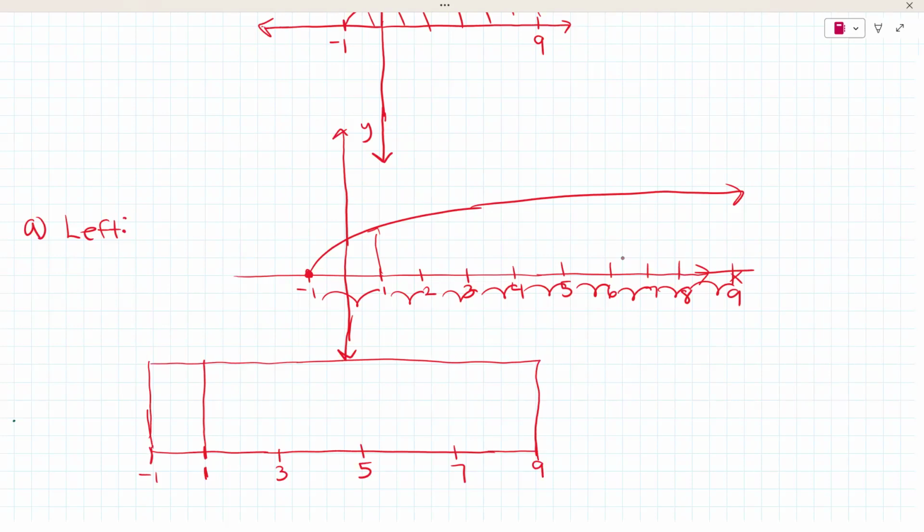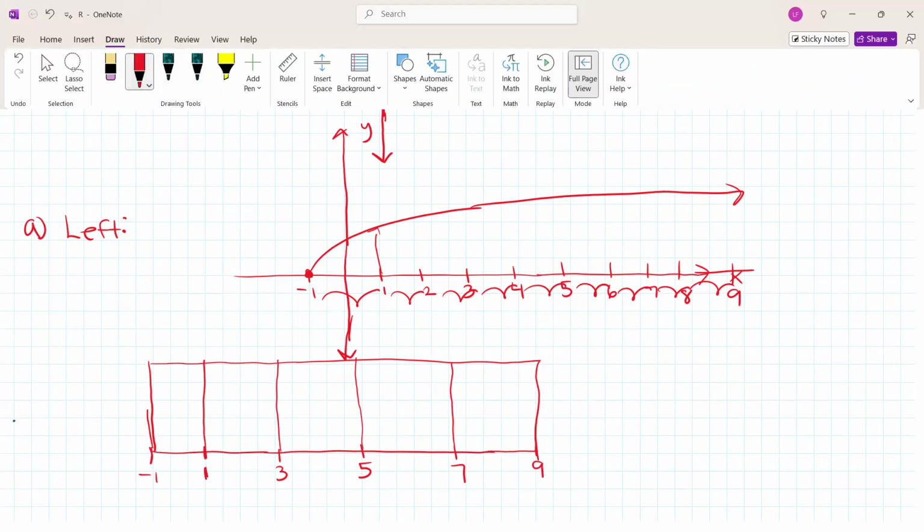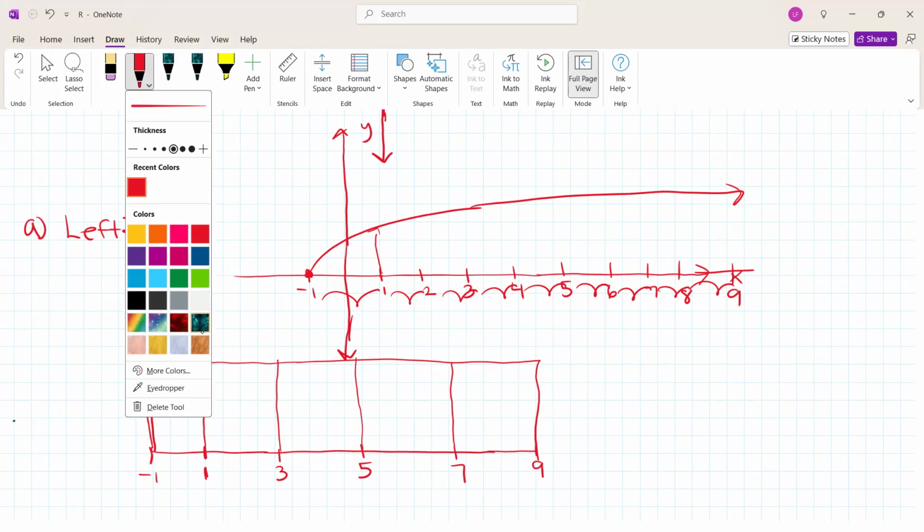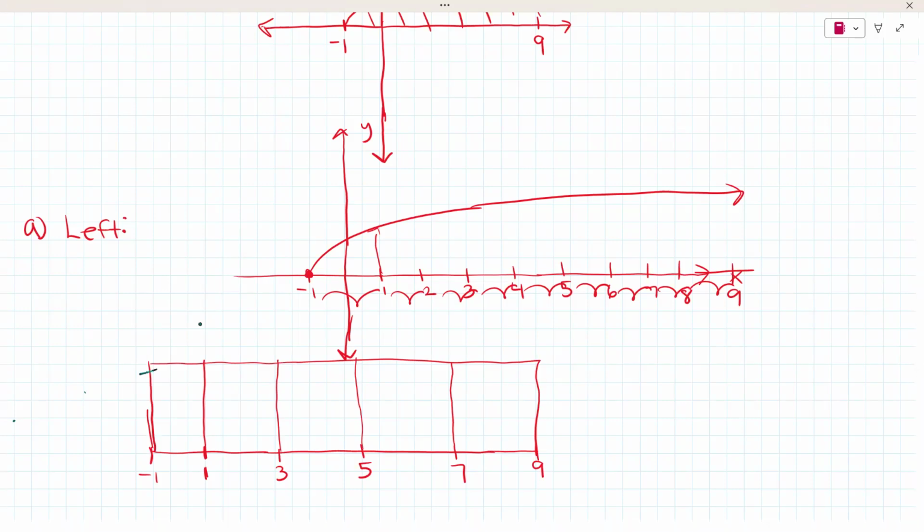Okay, I'm going to draw my boxes. From now, we're doing left-hand, so we're going to take this side. Let me use another color. Let's use this color. The height will be on this side.